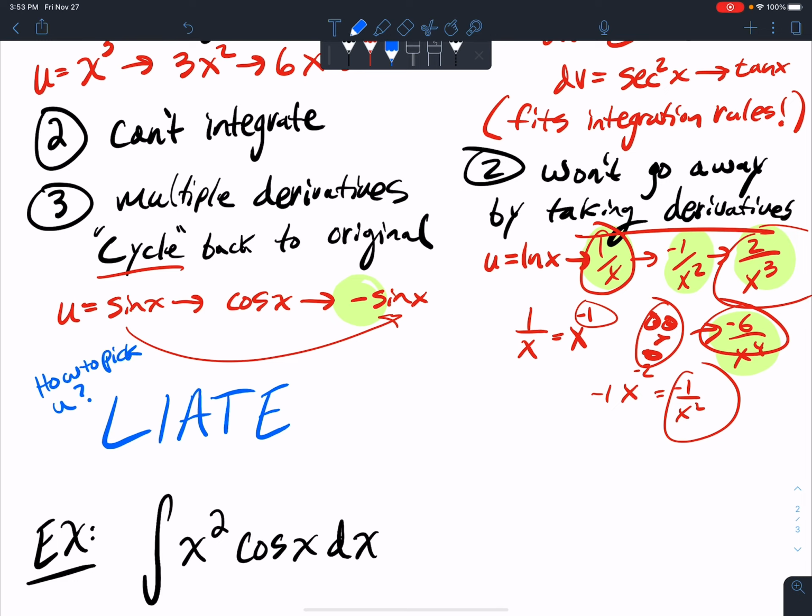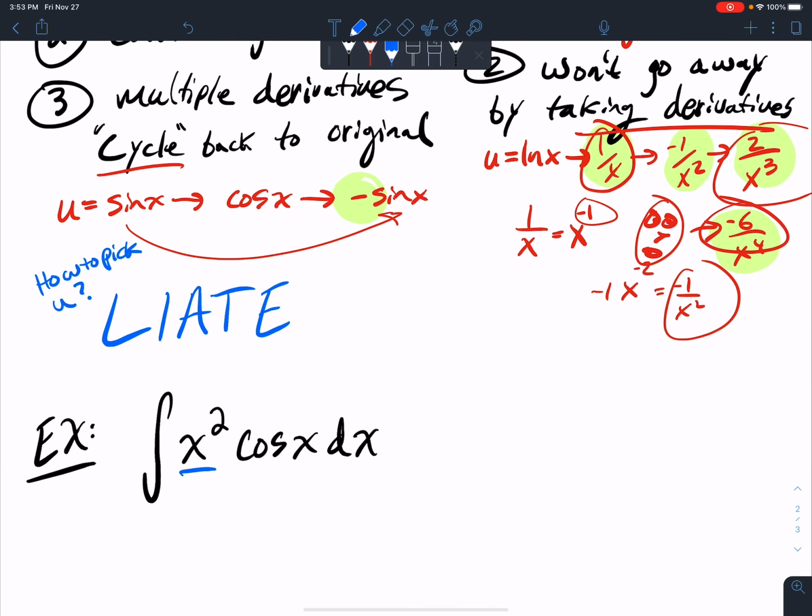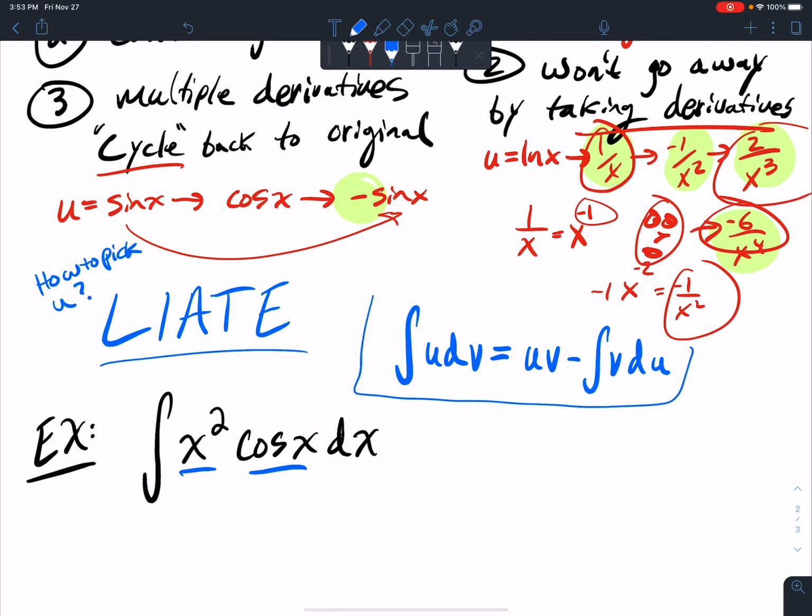Now, what happens if you pick the wrong one to be u? The only thing that's going to happen is you're going to use the integration by parts formula, and you're going to get something more complicated than what you started with, and you're not going to know what to do. So the only thing picking the wrong u does is take you longer to solve the problem. Picking the correct u helps you get through the problem quicker. That's really what this is for. You need to know this formula for integration by parts.